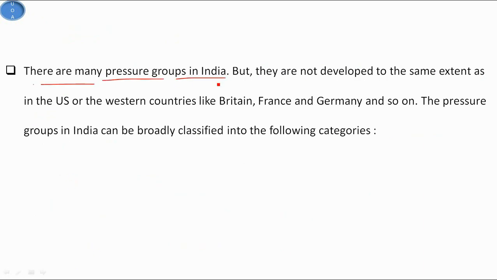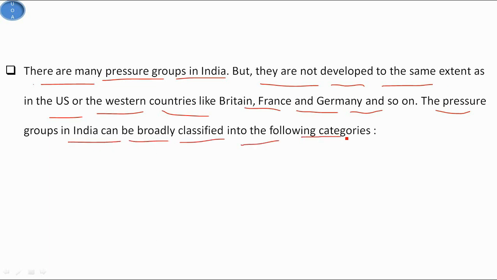There are many pressure groups in India, but they are not developed to the same extent as in the US or the Western countries like Britain, France, Germany, and so on. And the pressure groups in India can be broadly classified into the following categories.